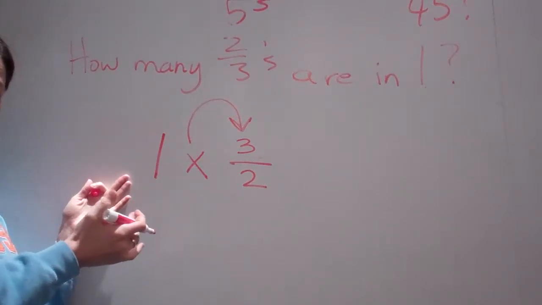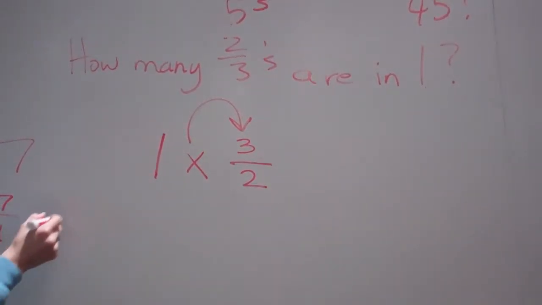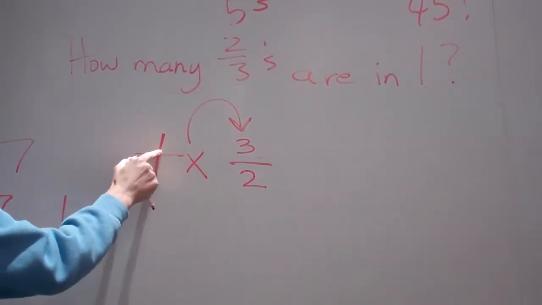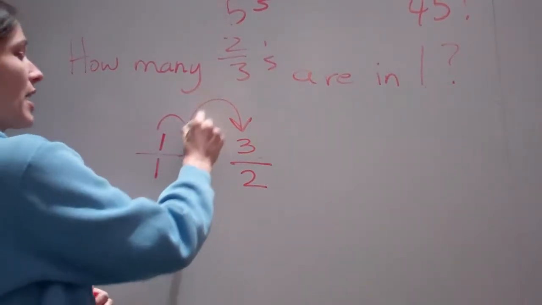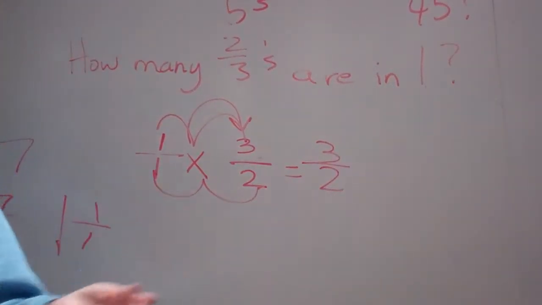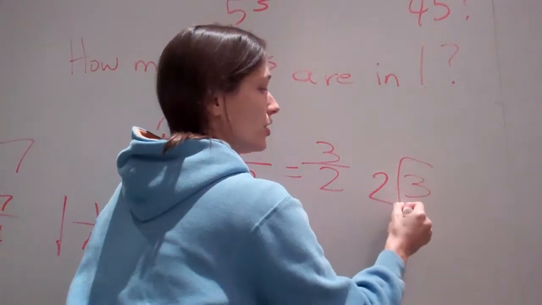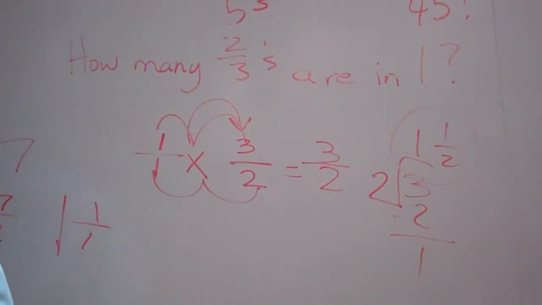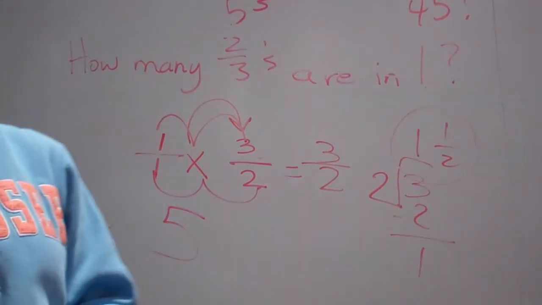A 7 becomes 7/1. A 1 becomes 1/1. Okay, so I just put a line through it. Okay, so now we go 1 times 3 is 3. 1 times 2, 2. And what's wrong with this problem? It's improper. So I do 3 divided by 2, and I get 1 1/2. Got it? Okay, what is the reciprocal of the whole number 5? 1/5.